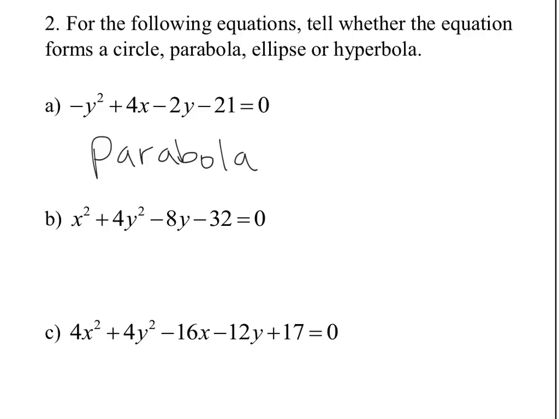Okay, in my next term, I look to see what I have here. And I have two squared terms. I have an x squared and a y squared. I have a plus sign here, which means it's either a circle or an ellipse, but my coefficients are different. If your coefficients are different in front of your x squared and your y squared, then you've got an ellipse.